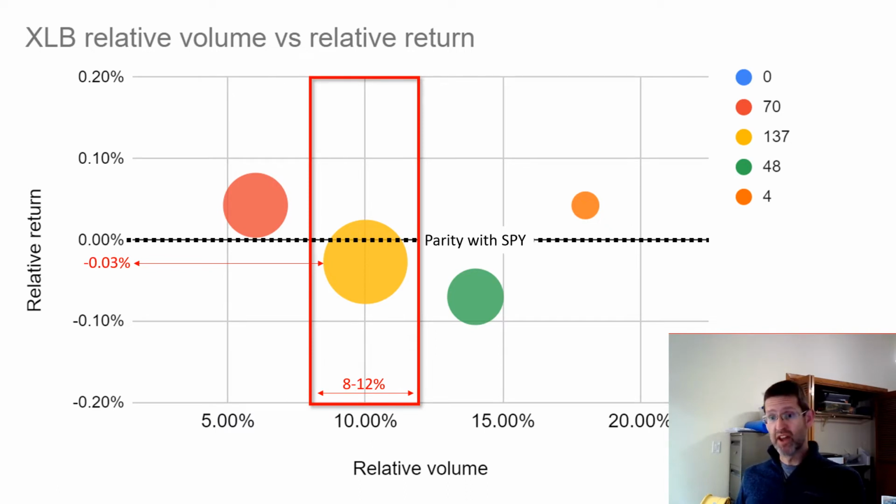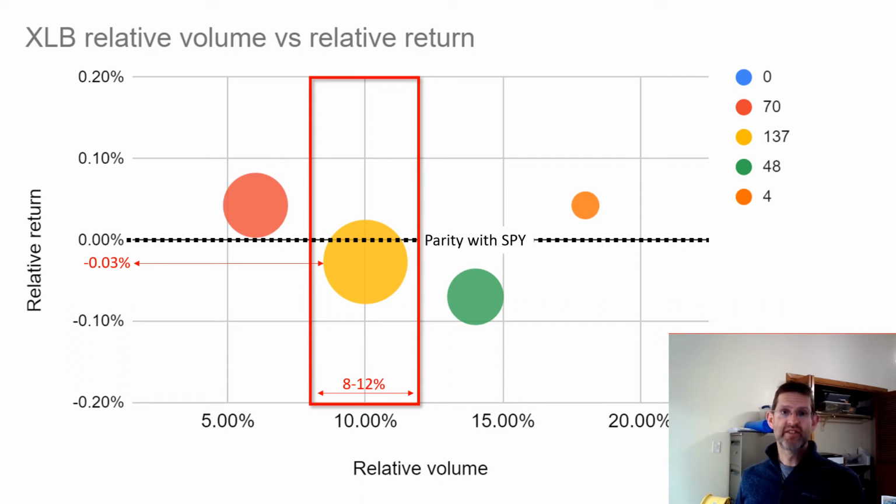So what can we say about the other dots? The size of the dot is proportional to the number of days that XLB was in a given volume range. The largest dot is this yellow dot that corresponds to the 137 days where the relative volume of XLB was 8 to 12% of SPY.